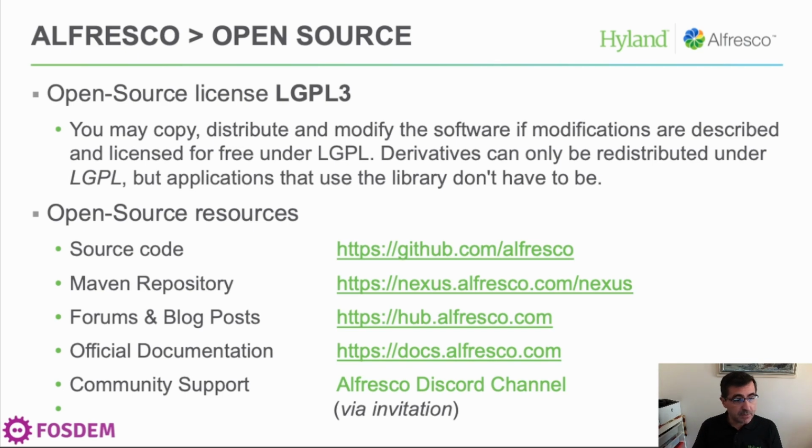We are open to the community, so you have all the source code available in the Alfresco GitHub account. We have also a Maven repository because mainly this is developed with Java. So you have this open Maven repository. You can get in touch with the community in the Alfresco hub, hub.alfresco.com. And there is also the official documentation available that you can also contribute to improve.